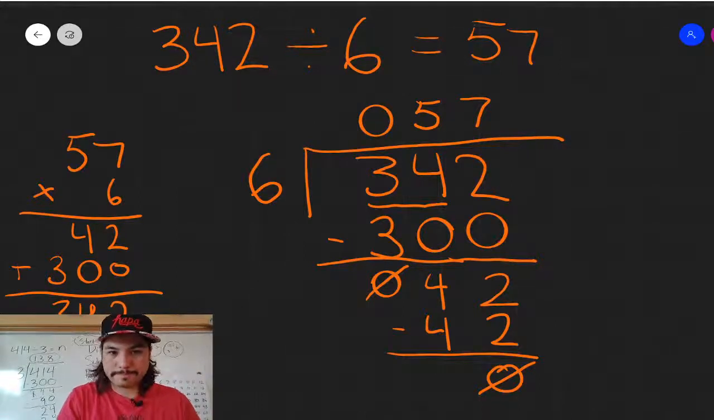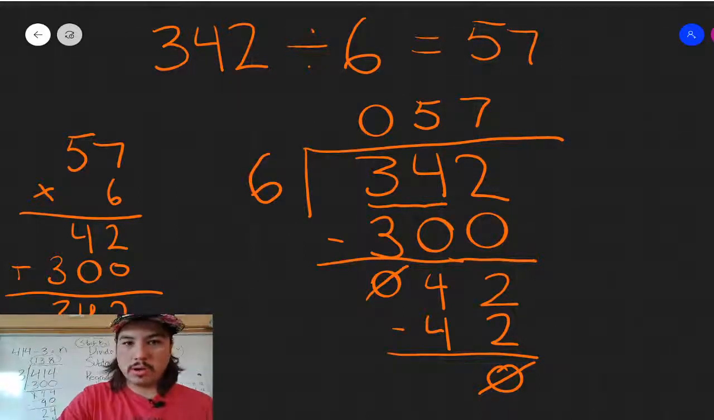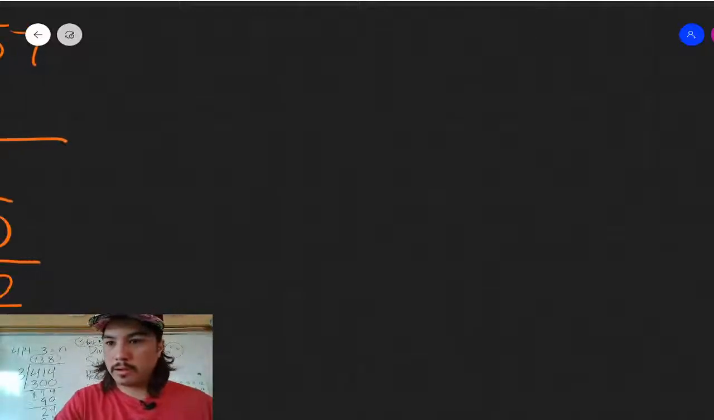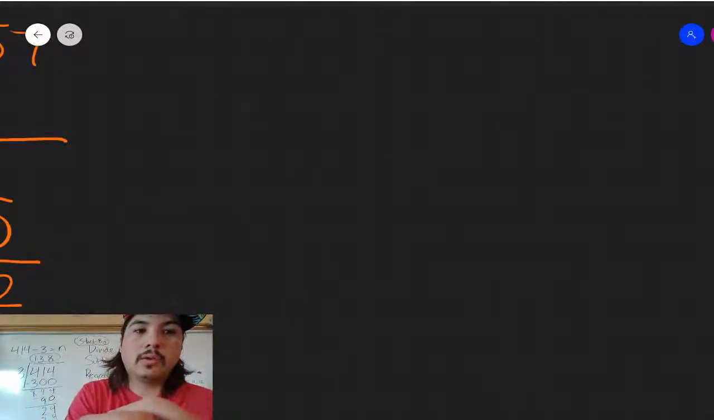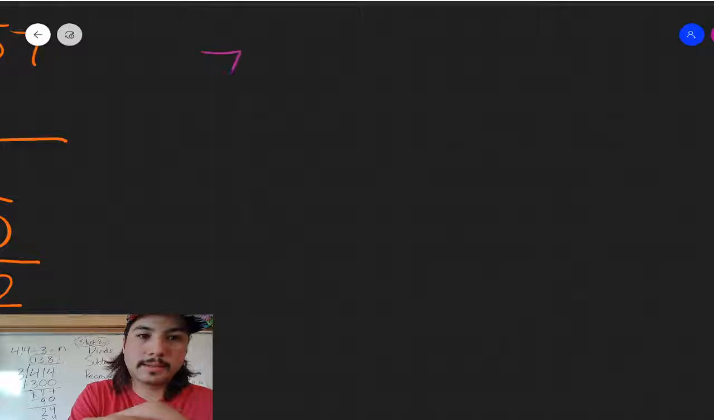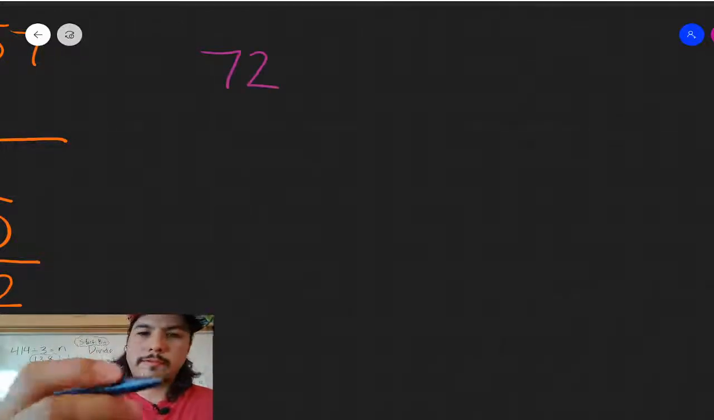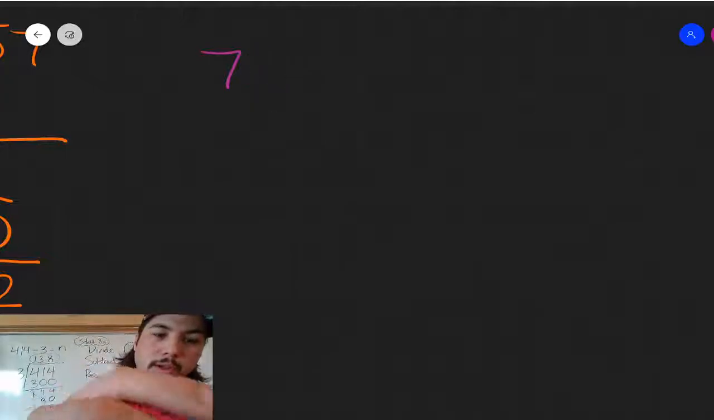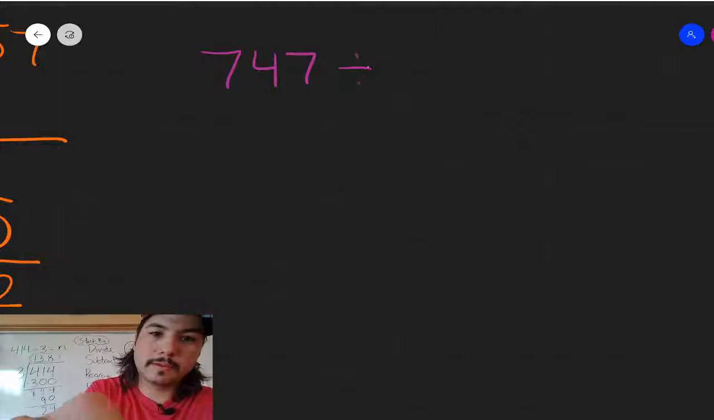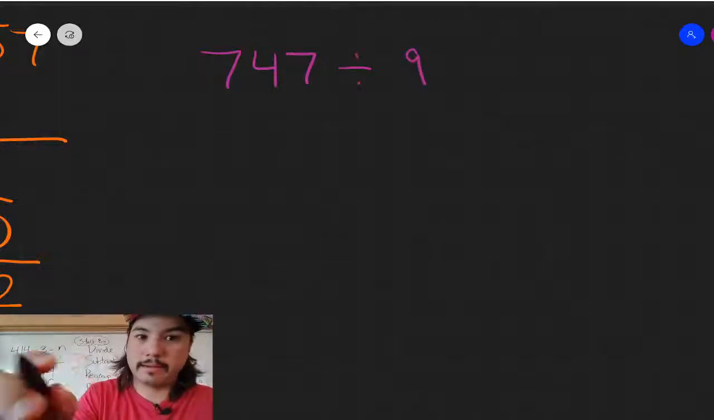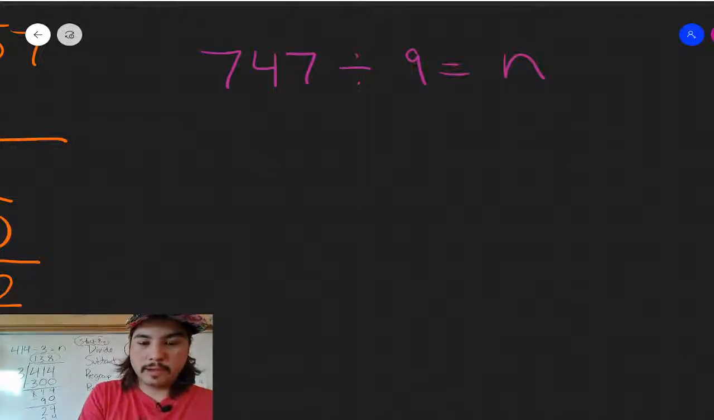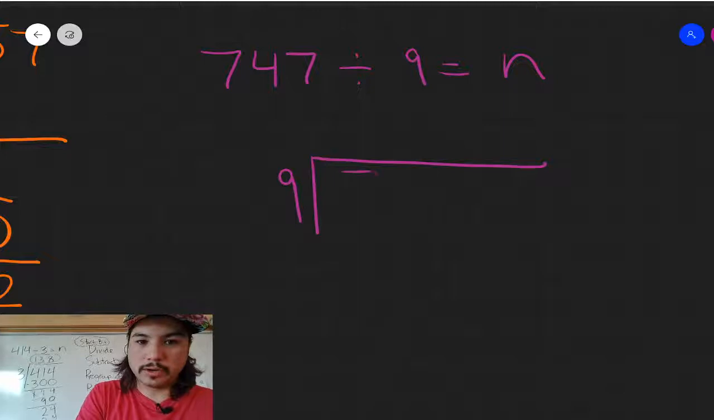Okay, let's do one more before we hit the hay here. All right, let's go. Let's go to pink. Let's go with 747. 747 divided by 9 equals n.